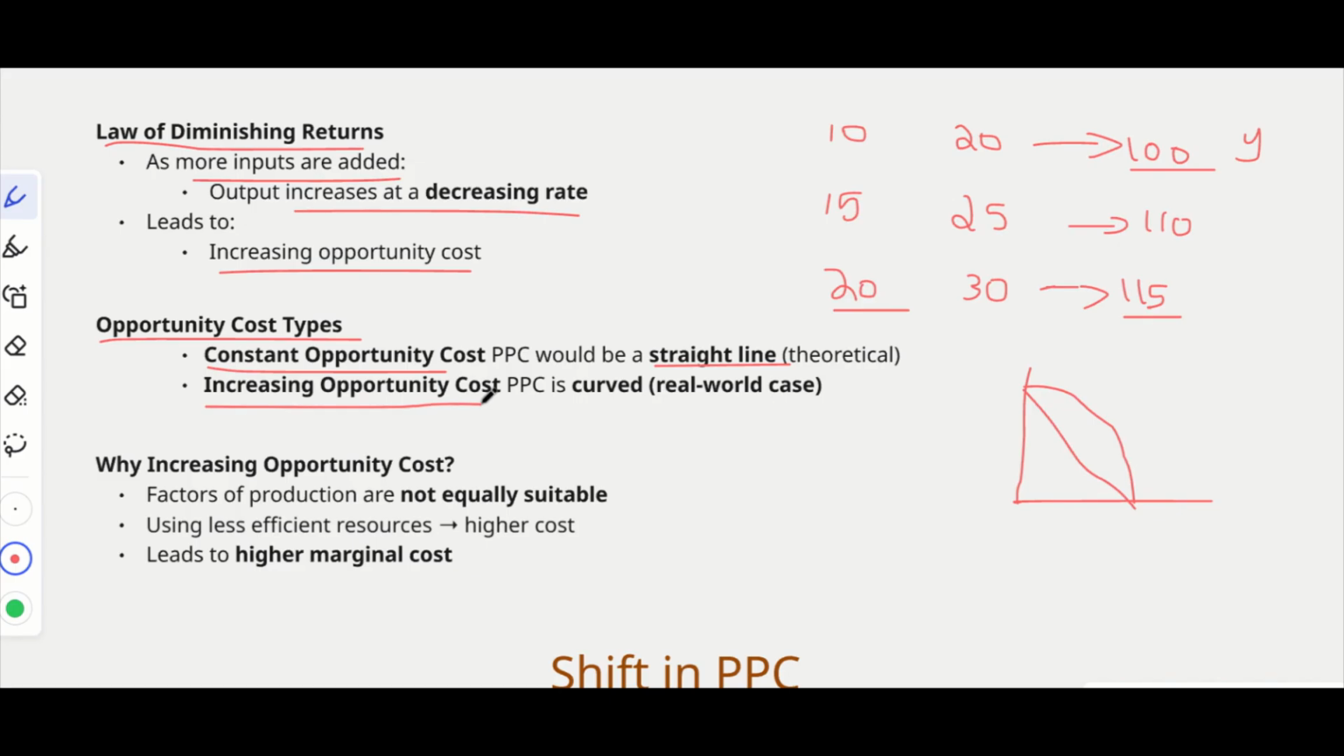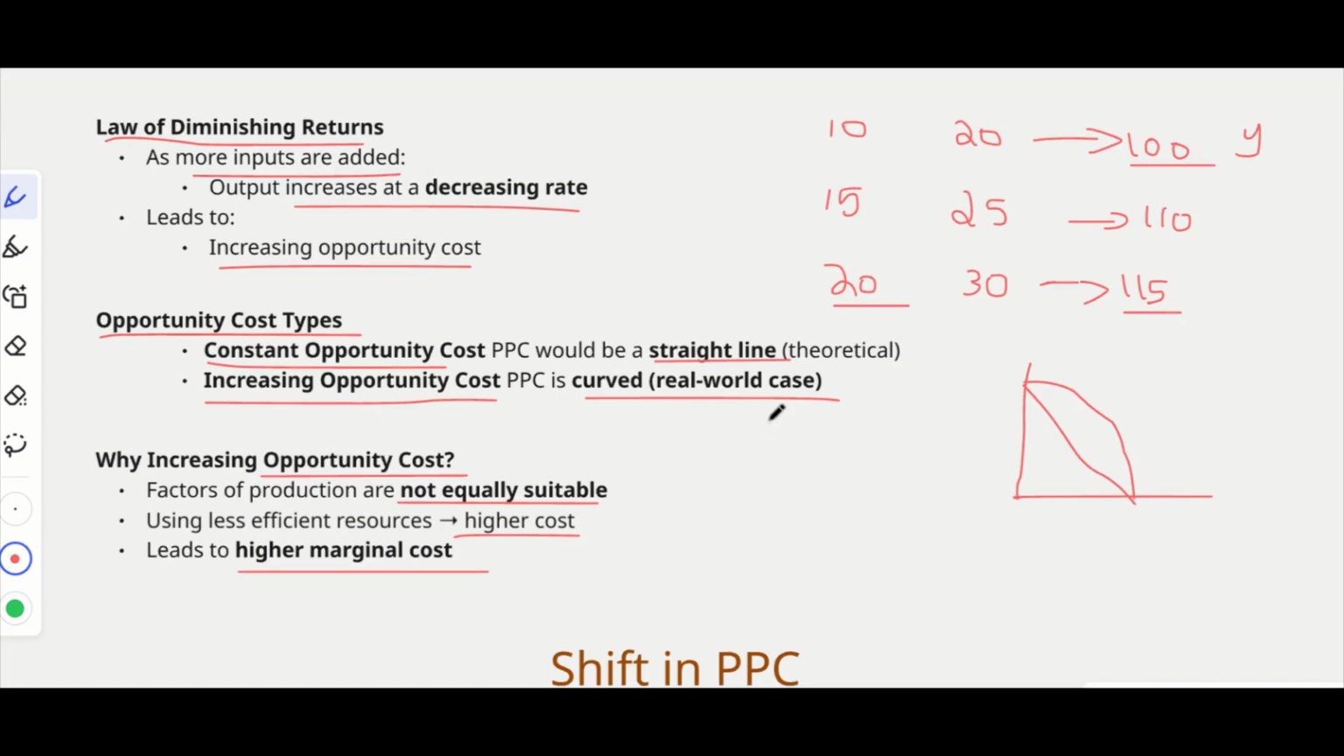And then increasing opportunity cost. That is our real world, the curved one. Have you ever thought why the opportunity cost is increasing? Because the factors of production are not equally suitable. Using less efficient resources will cost you a higher cost. So it leads to higher marginal cost. That is why the opportunity cost is increasing.